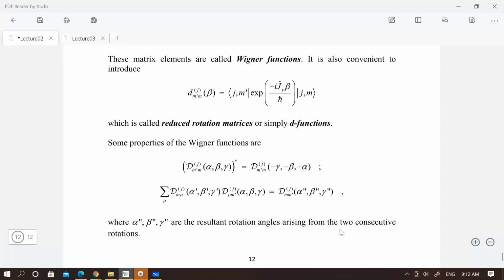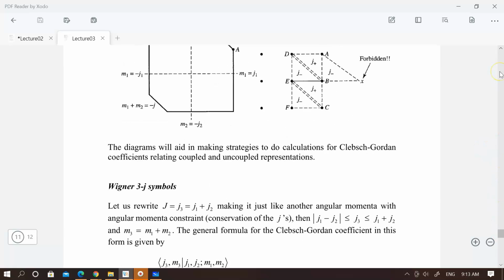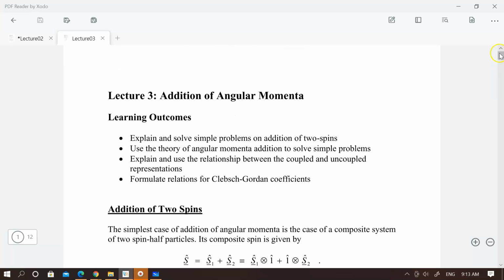And then when you do addition of angular momentum, this kind of quantity will be of importance. So the next thing that we wanted to do is essentially to look at the theory of addition of angular momentum. So let's go back to the beginning. Before we go to the general theory, I think we'll try to do the simplest case so that you can actually see what's going on.